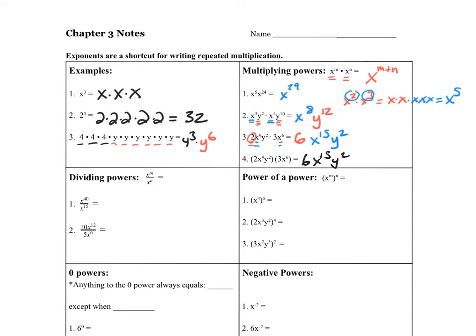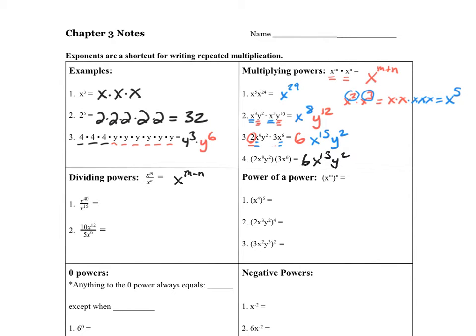We can also divide powers. So if you look down in the bottom left-hand corner of these notes, I have x to the m over x to the n. That's division. And notice they have the same base again, because this rule also requires that. And you can probably guess, since multiplying powers, we added the exponents, when we divide powers, we subtract.